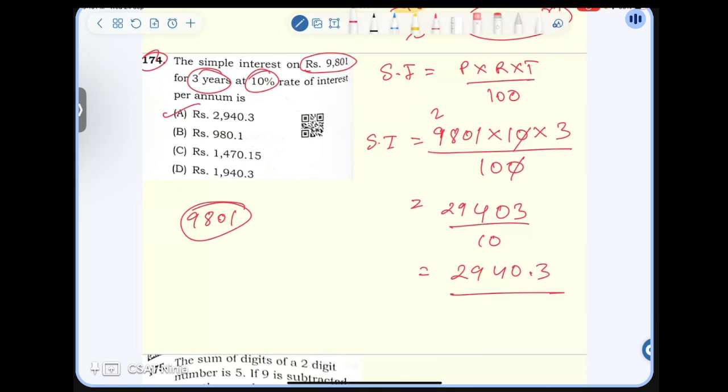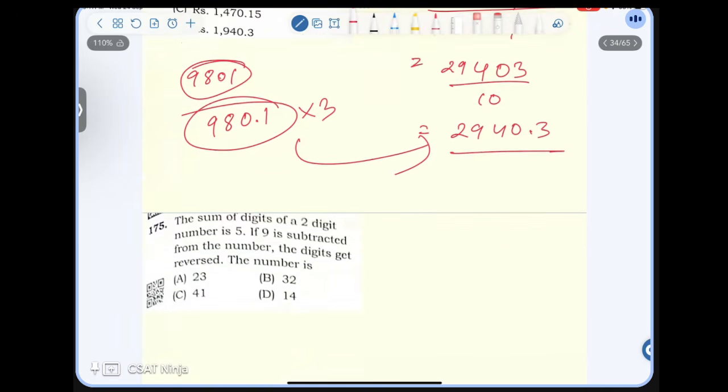9801. 10% of this one is how much? 10% of this one is 980.1. You just multiply by 3. You will still get this one. Okay, that's a shorter approach.